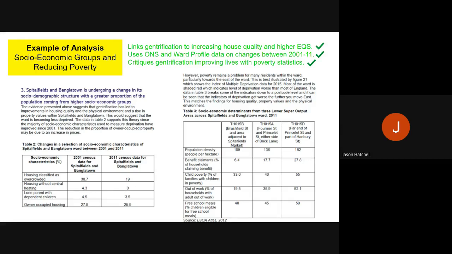So the student links all of the things together really well, uses ONS and ward profile data very well, and critiques the gentrification that took place in not improving people's poverty overall in some ways. So there are 3 examples of how you can carry out a data analysis and some of the things you might do within that data analysis.